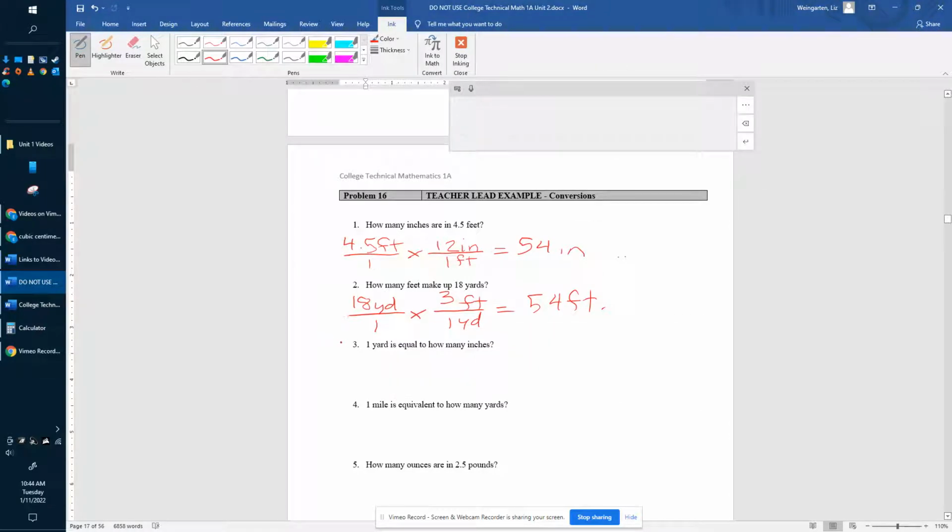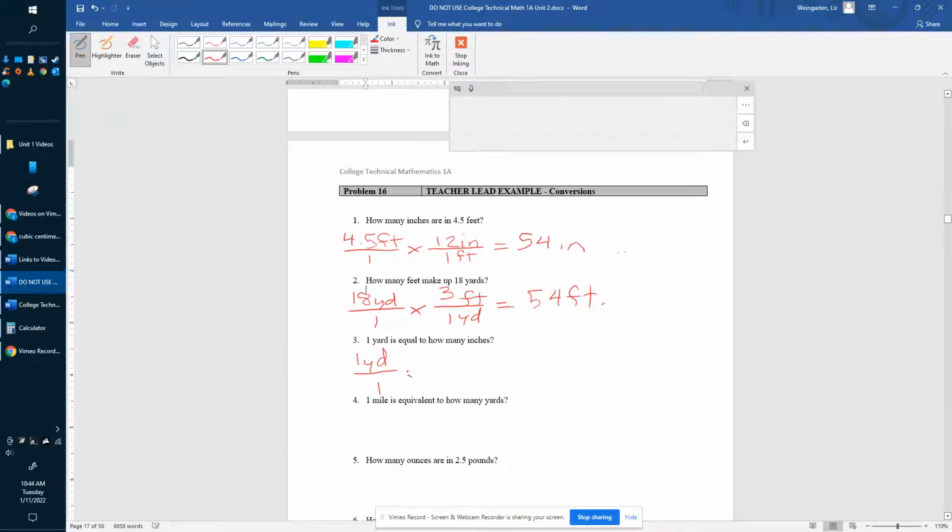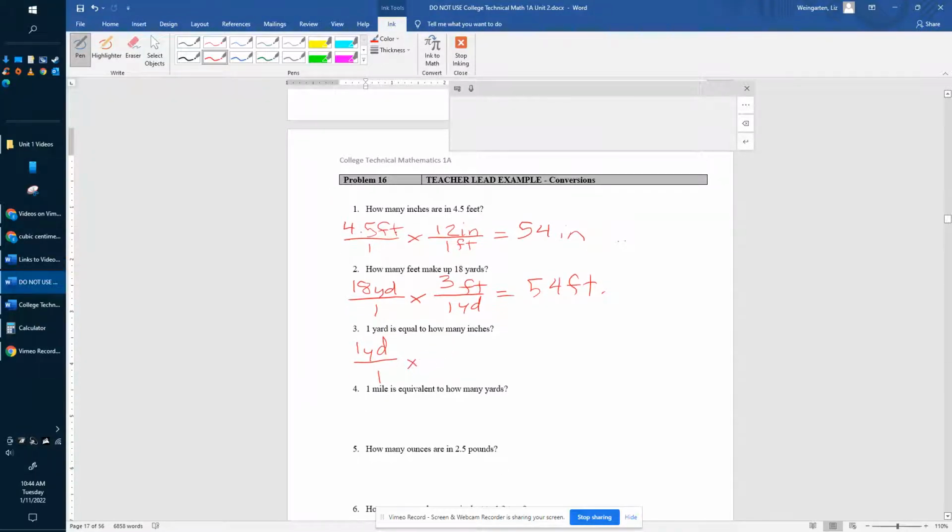One yard is equal to how many inches? This one you might be able to do in your head, but I'll use dimensional analysis regardless. Do we know how many inches are in a yard just off the bat? Some of us might not. So we may want to convert to feet first. So yards are going to be on the bottom. Feet are going to be on the top. Again, just like up here, we have 3 feet in 1 yard.